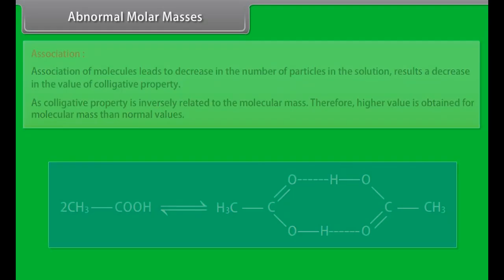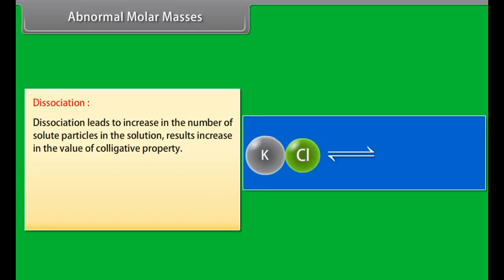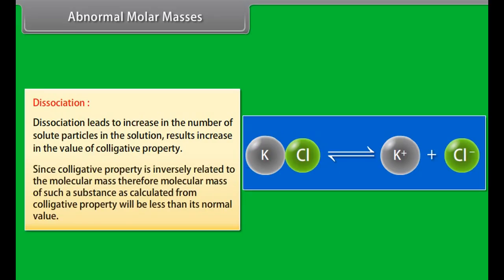Dissociation. Dissociation leads to increase in the number of solute particles in the solution. This results in an increase in the value of colligative property. Since colligative property is inversely related to the molecular mass, the molecular mass of such a substance as calculated from colligative property will be less than its normal value.